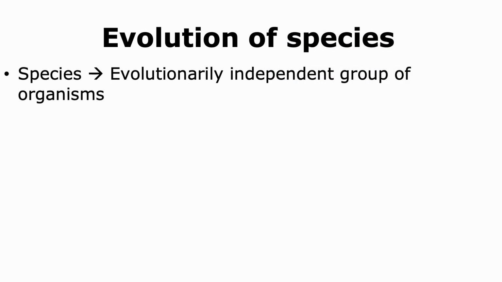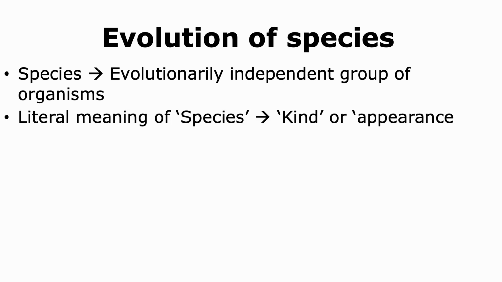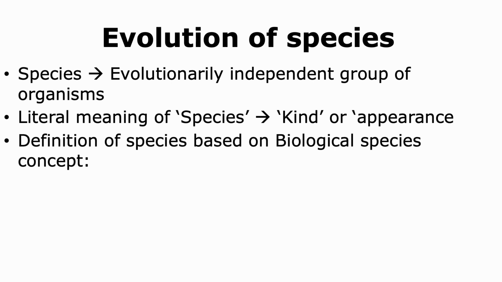Species can be considered as an evolutionarily independent group of organisms. When we look at the etymology of the word species, the literal meaning of species is kind or appearance. There are many definitions that have been put forth to define the word species, and one of the popular definitions is based on the biological species concept.